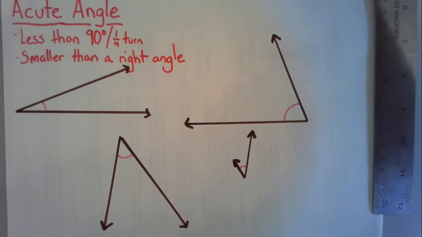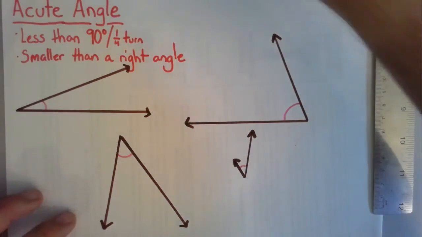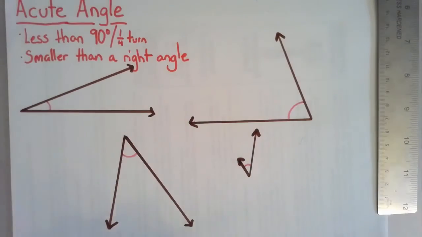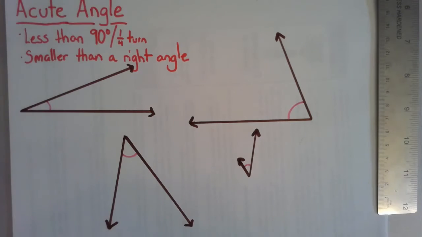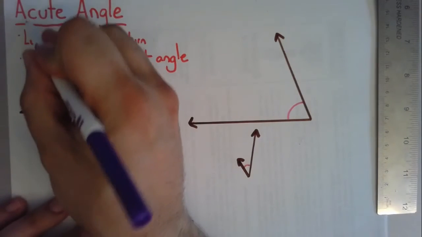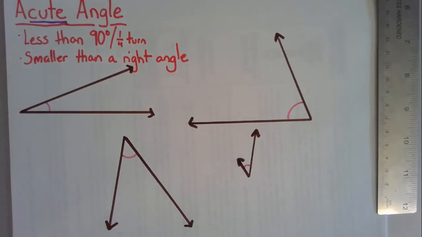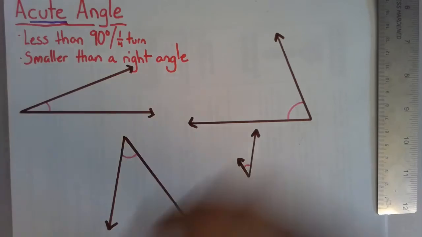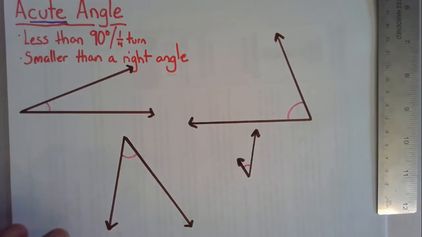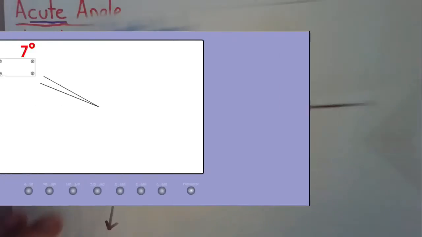A good way to remember what an acute angle is, by the way, is to look at the name. Sometimes we look at little babies, they're so small, and we say, oh, they're so cute, right? And an acute angle is a small angle. It's the smallest kind of angle because it is smaller than our right angle.